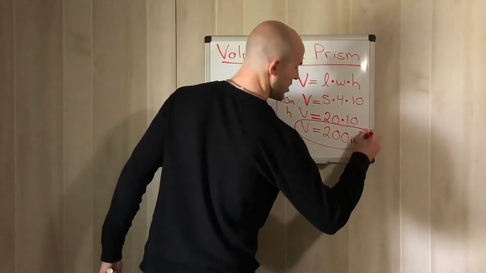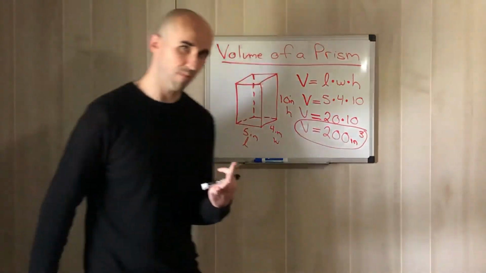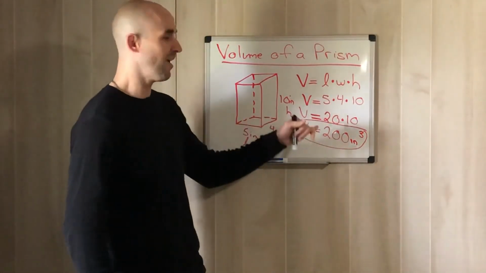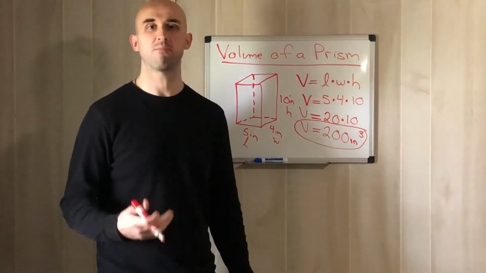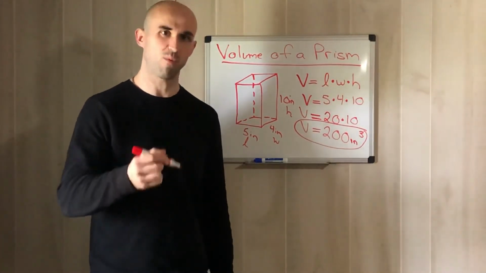And the reason that it's cubed is because you're dealing with 3 dimensions. You're dealing with length, width, and height. Think back to when we were dealing with area. Area was always squared because you were dealing with 2 dimensions, length and width.